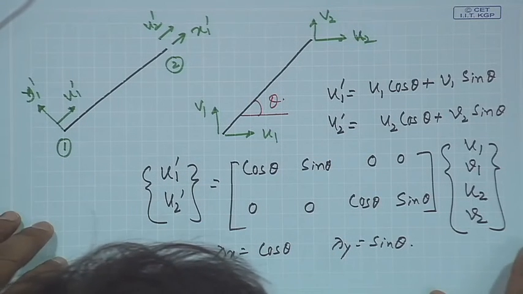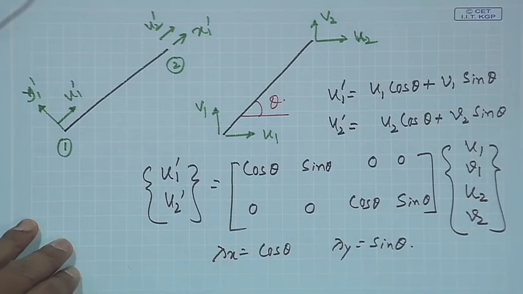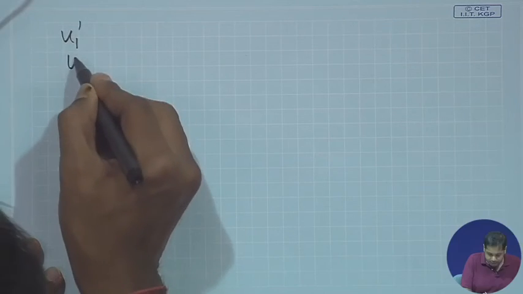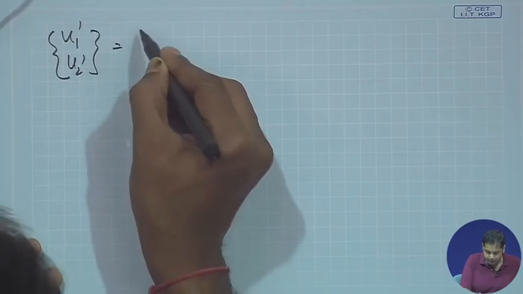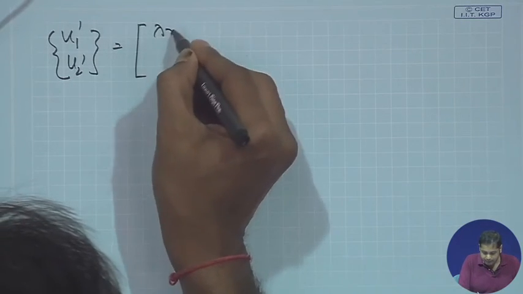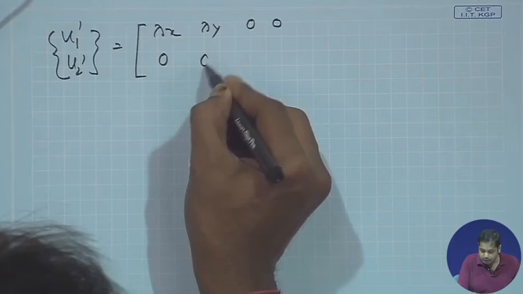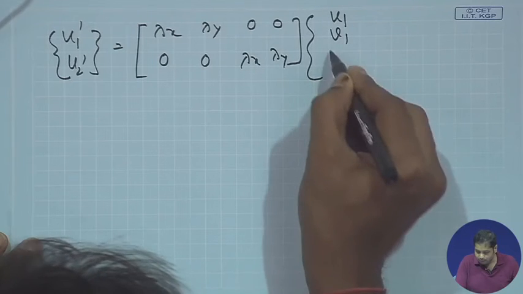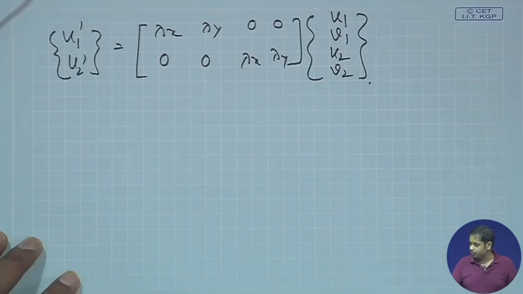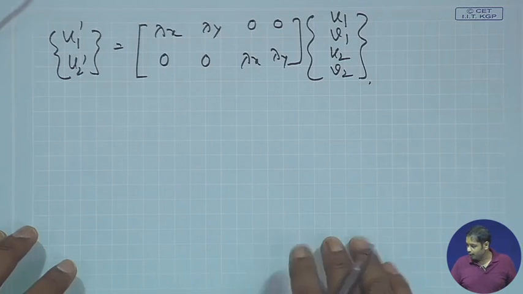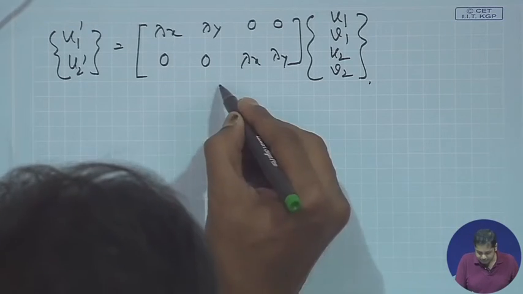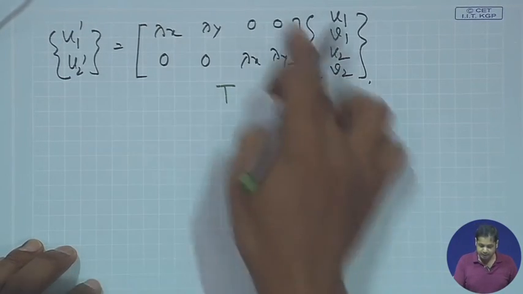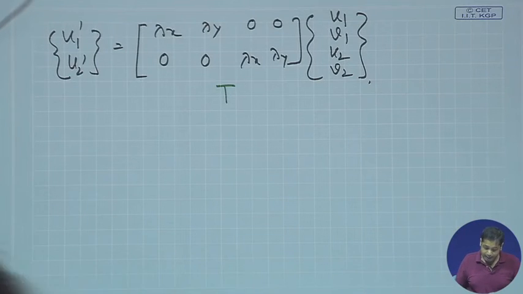Now, next, we can write that U1 dash, U2 dash is equal to lambda x, lambda y, 0, 0, and 0, 0, lambda x, lambda y, multiplied by U1, V1, U2 and V2. Next, suppose this expression is written as T. Now, similarly, I leave it to you.